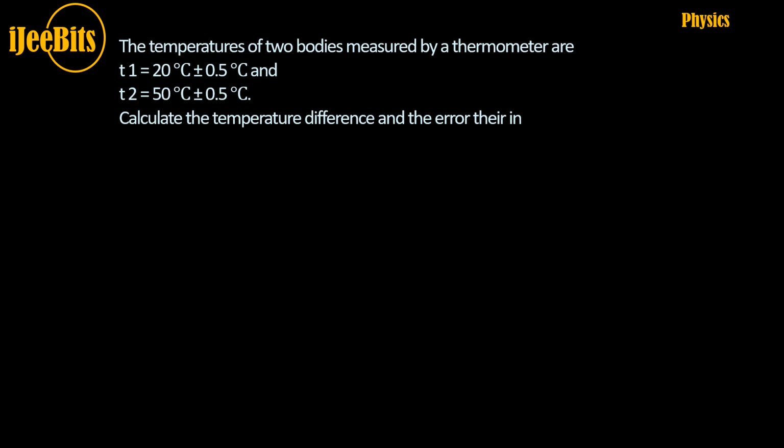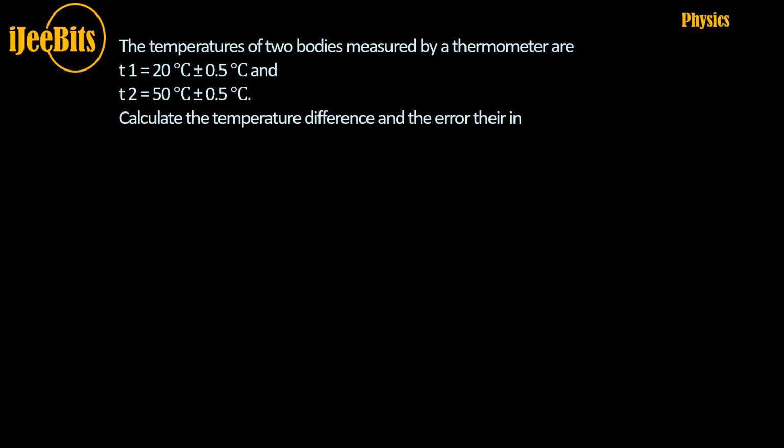Okay, let's look at this problem. Who is going to solve first? Let me read it out. The temperatures of two bodies measured by a thermometer are T1 and T2. We are given T1 and T2 observations including errors. T1 is 20 degrees centigrade plus or minus 0.5 degrees centigrade. T2 is 50 degrees centigrade plus or minus 0.5 degrees centigrade. What was asked? Calculate the temperature difference and the error in it.